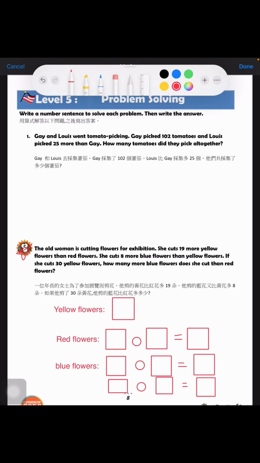Now let's move on to the out question on page 8. The old woman is cutting flowers for an exhibition. She cuts 19 more yellow flowers than red flowers. She cuts 8 more blue flowers than yellow flowers. If she cuts 30 yellow flowers, how many more blue flowers does she cut than red flowers?